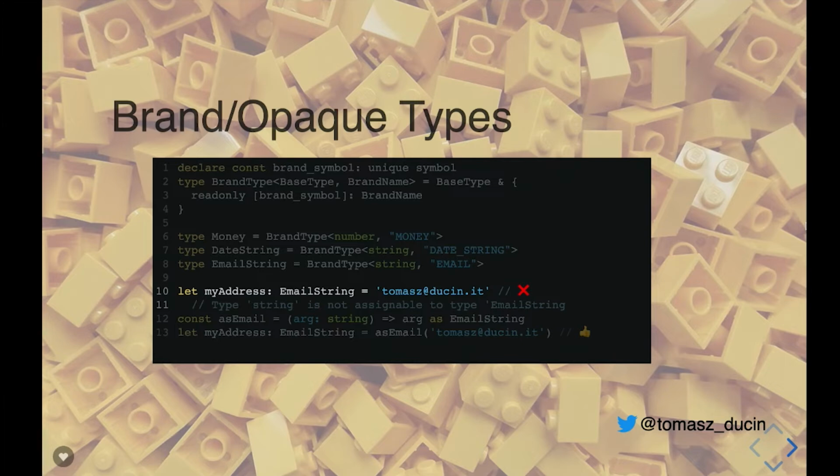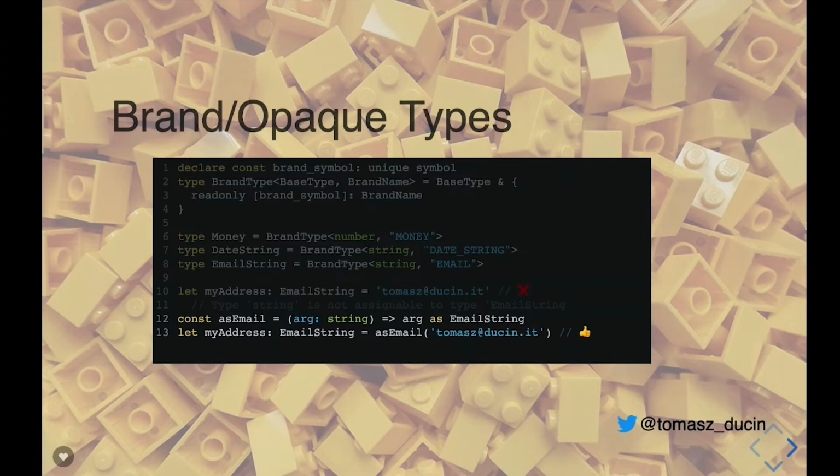So we cannot just assign something more general to something more specific because that's not type safe, not only in TypeScript, but in all statically typed languages. So what we can do is to tell TypeScript, please treat this thing as an email. So we are just doing a type assertion to downcast it to an email string. And from now on, this would work.